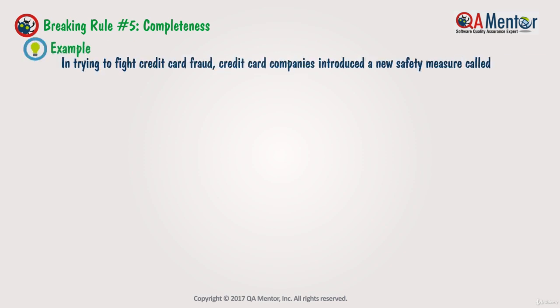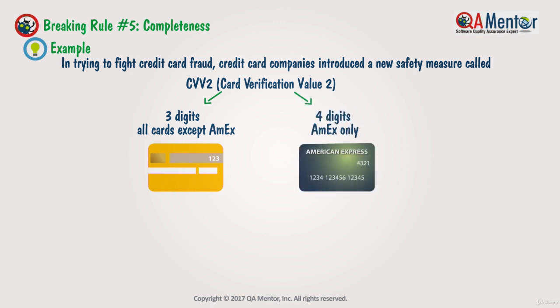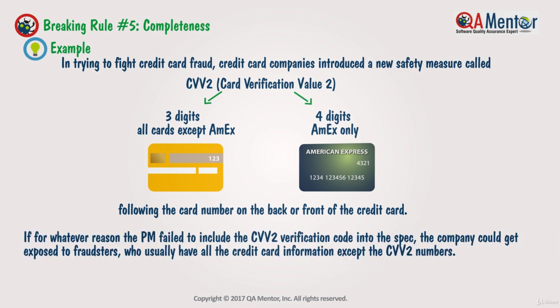Example: in trying to fight credit card fraud, credit card companies introduced a new safety measure called CVV2, Card Verification Value 2. CVV2 is 3 digits on all cards except Amex, or 4 digits on Amex only, following the card number on the back of the credit card. If for whatever reason the PM failed to include the CVV2 verification code in the spec, the company could get exposed to fraudsters, who usually have all the credit card information except the CVV2 numbers.